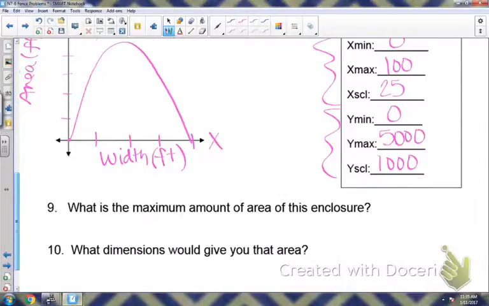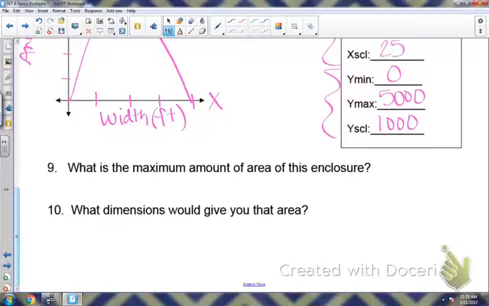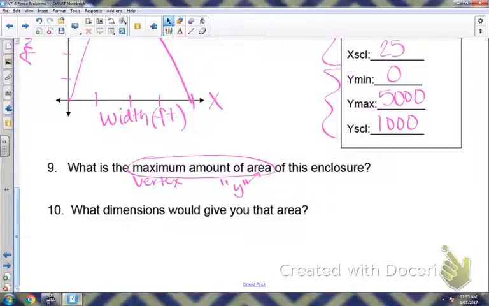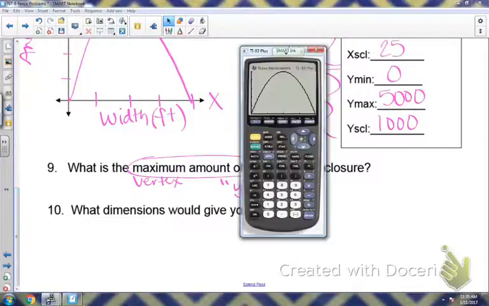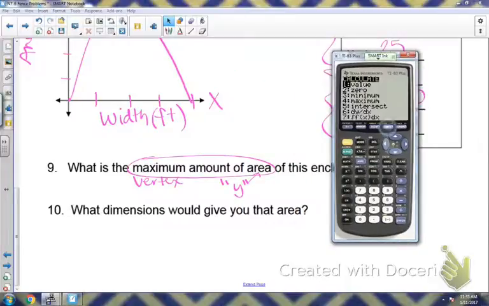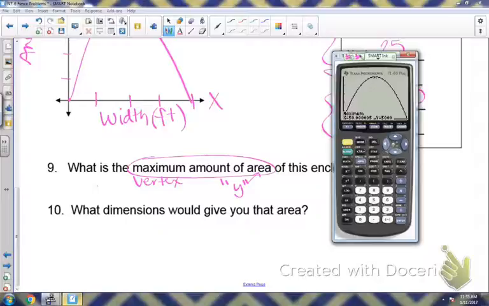Let's answer some questions. What is the maximum amount of area of the enclosure? So we're finding the vertex because it says maximum. We're talking about the area, so we're talking about the y value. So second calc, maximum is 4. Go to the left side and then the right side of your vertex, and press enter one more time. So that maximum area is your y value, which is 5,000, and that would be square feet.